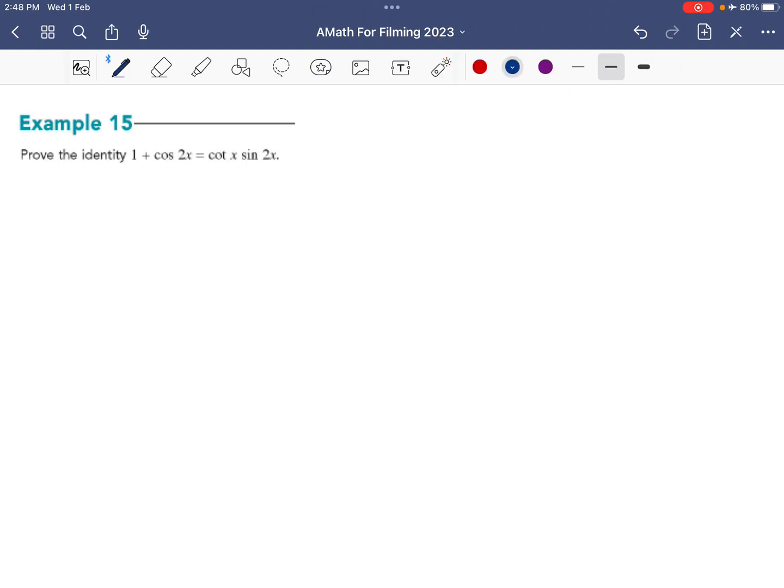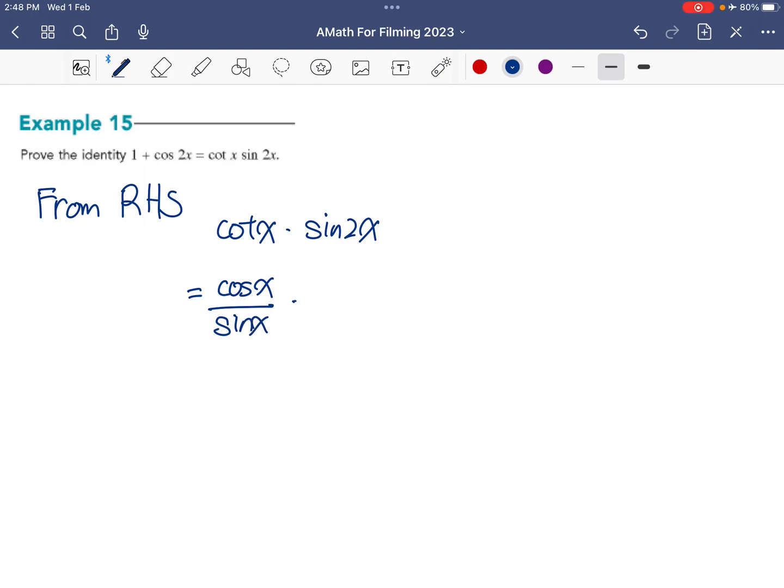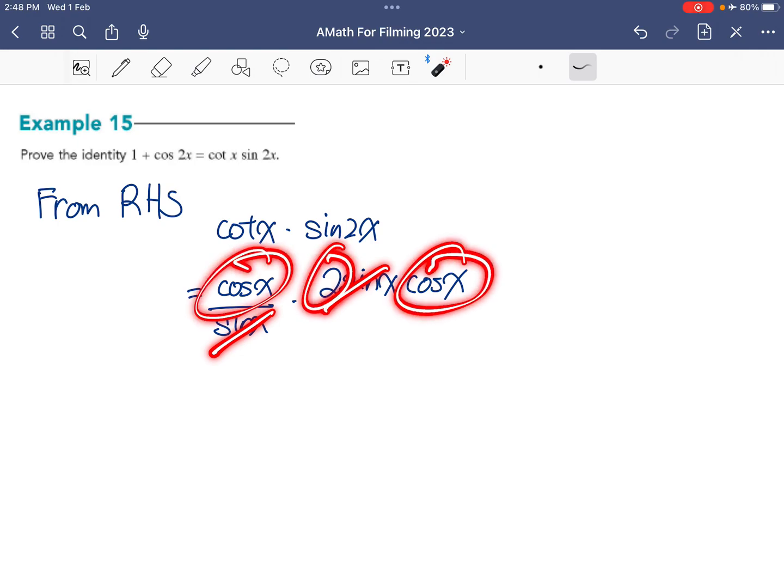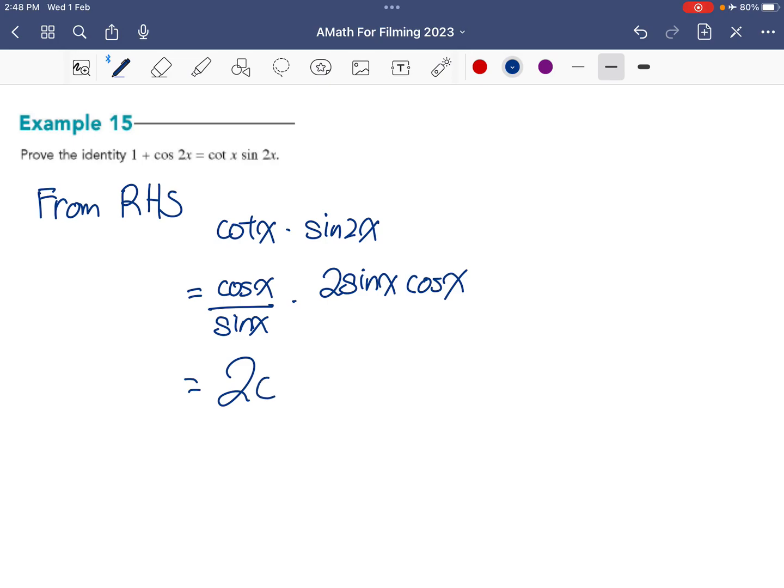Example 15, prove the identity. What I'm going to do here is start from the right hand side. From the right hand side itself, what I have is cotangent x times sine 2x. Cotangent can be re-expressed as cosine over sine, while sine 2x can be re-expressed as 2 sine x cosine x. So if you notice, we can eliminate sine x. So 2 times cosine x times cosine x, what I'll get is 2 cosine squared x.